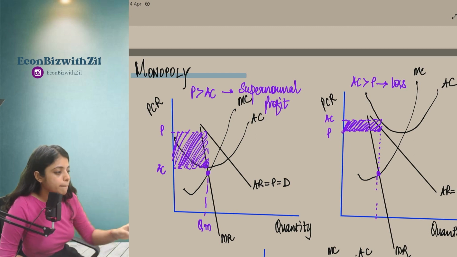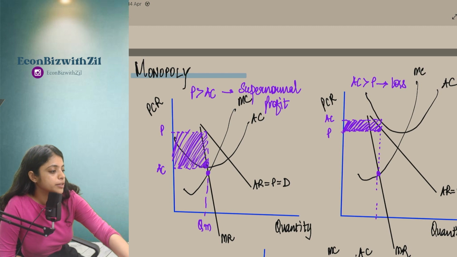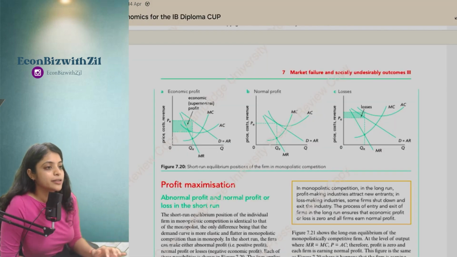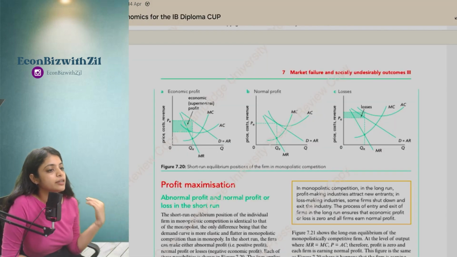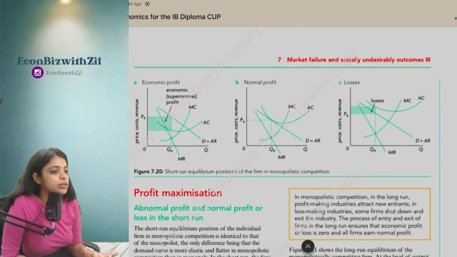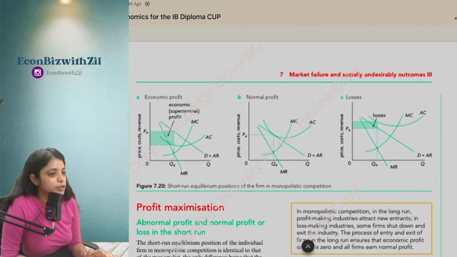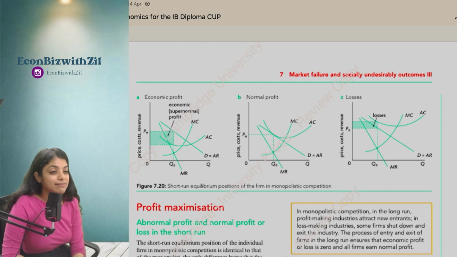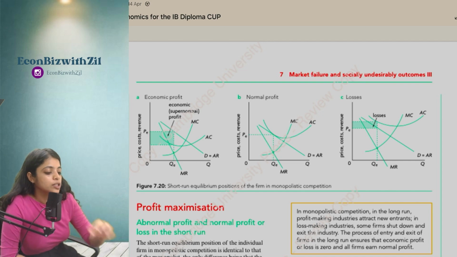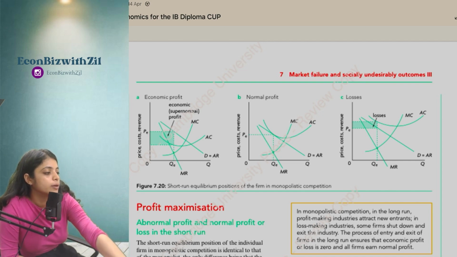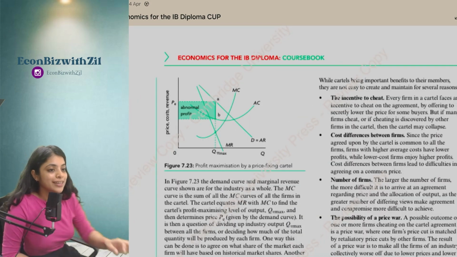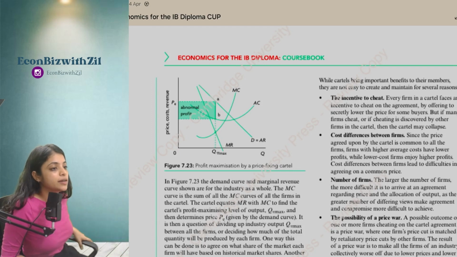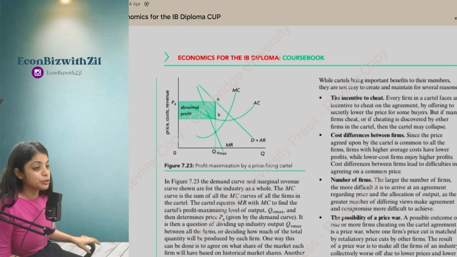So I'm actually going to pause this and show you the same in the textbook so you guys have a better idea. Yeah, so I've just opened it for monopolistic competition. If you see for monopolistic competition, we have figure 7.20 where it's exactly the same stuff that we drew. It's just that my AR or the demand curve is flatter here as opposed to what I was doing for monopoly. Now I'll just show you the cartel diagram for oligopoly. The cartel diagram for oligopoly is exactly what you see here, which is the same as what we drew for monopoly.